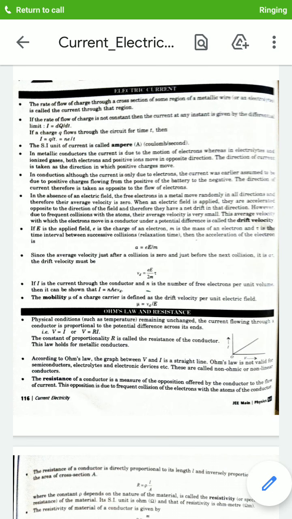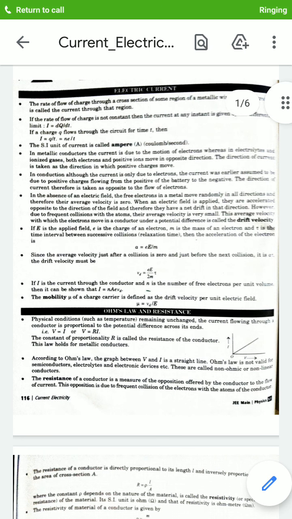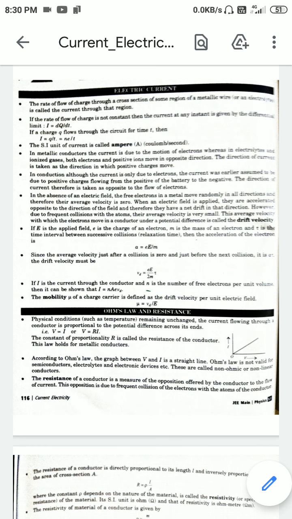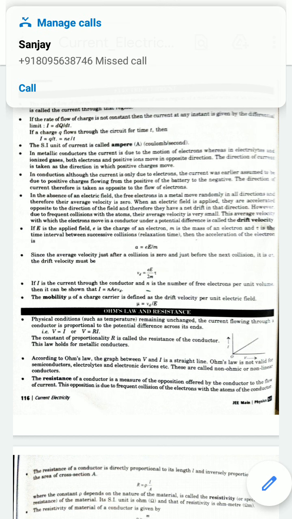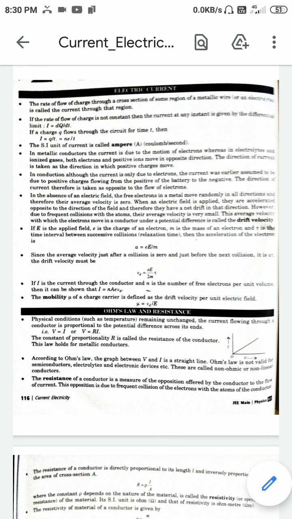Since the average velocity just after a collision is 0, and just before the next collision it is a tau, the drift velocity is taken as Vd = eE tau/2m. Okay, so if you remember this formula, that is Vd = eE tau/2m.